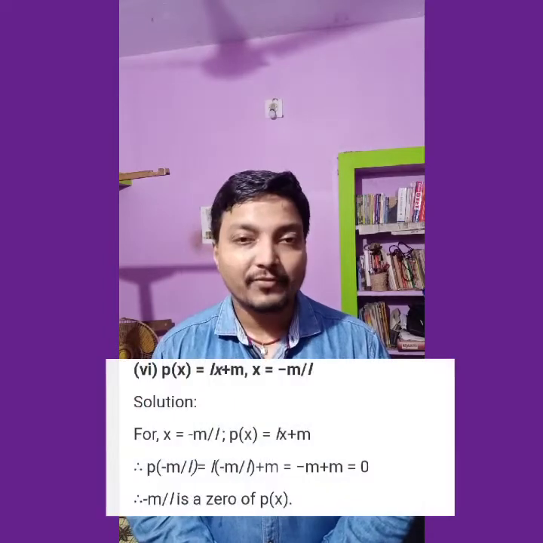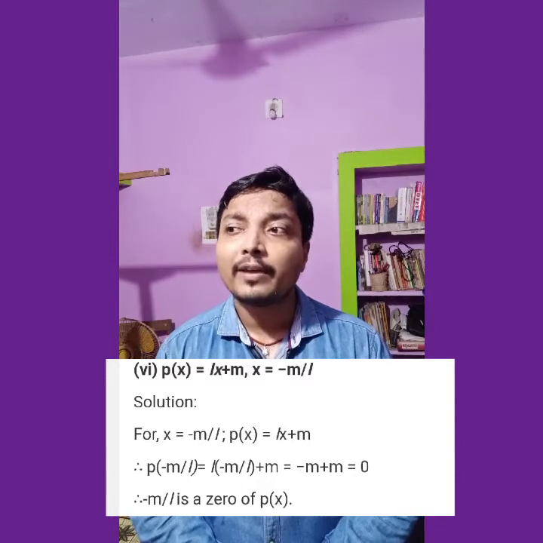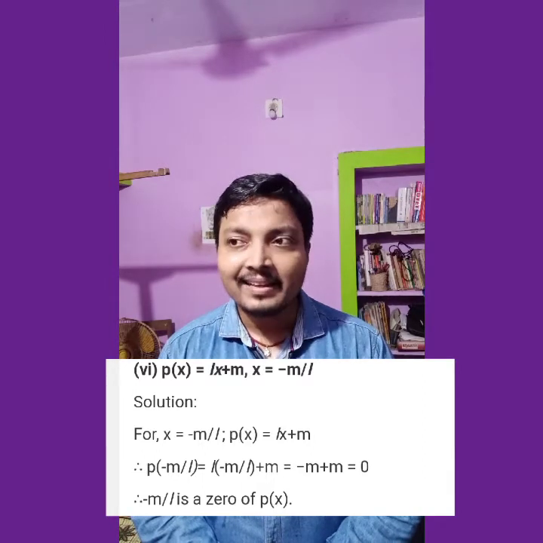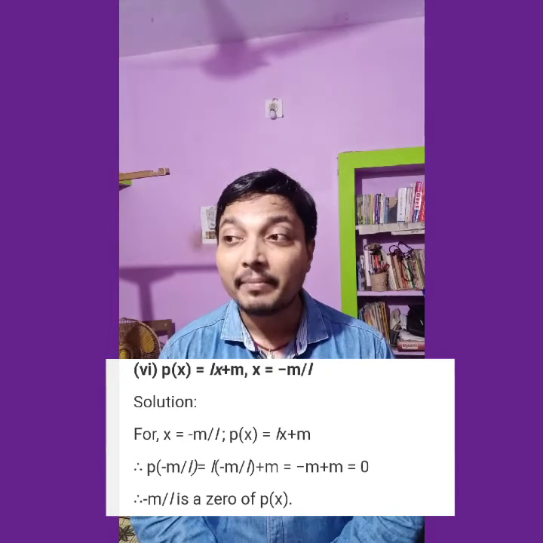Ready? Another one is number VI. The polynomial is given as lx plus m, and it is asked that you check whether minus m by l is the zero of the polynomial or not. Minus m by l.